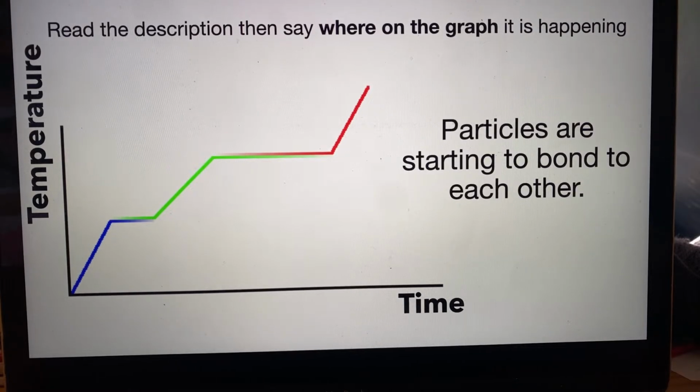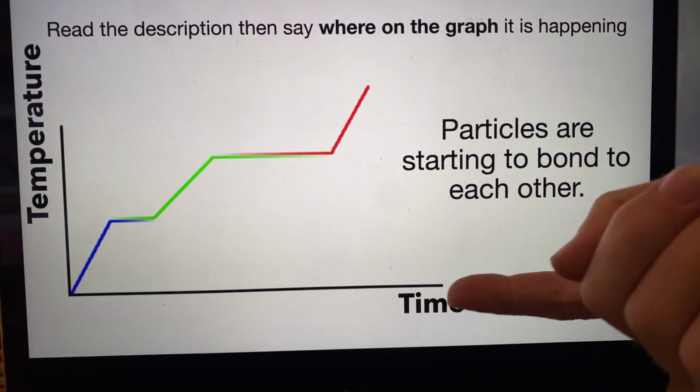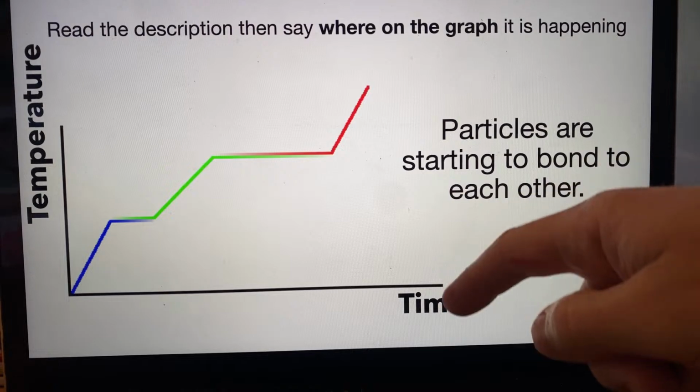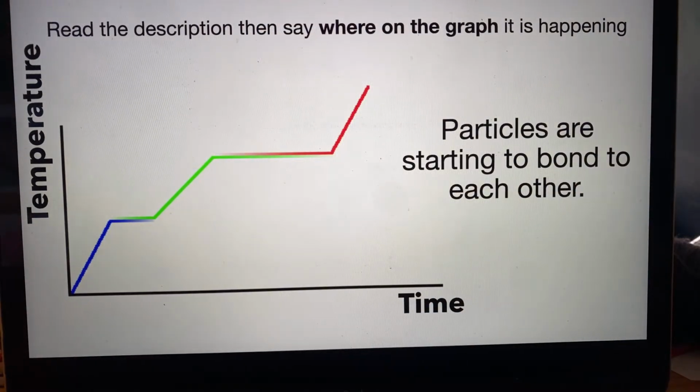Particles are starting to bond to each other. Oh, actually, I think I've made a mistake here, haven't I? You would sort of have to read the graph backwards, now I think of it, for this to be true. To be fair, I haven't put arrows on to show which direction time's going. If this is 0 and that's more time, where are particles starting to bond to each other? Sorry, that's a bit tricky.